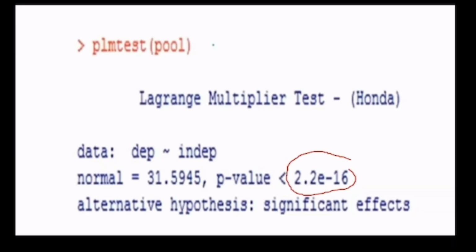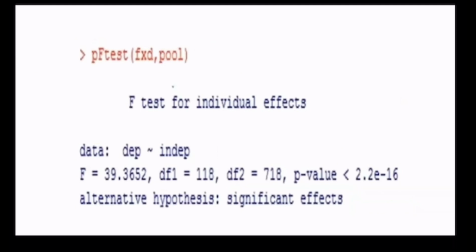What about considering between fixed and the pool? Between the fixed effect model and the pool. Now, the null hypothesis is pool, and the alternative is fixed. Right now, what you see is that the p-value is less than 0.05. You are rejecting the claim that pool is appropriate. So what is appropriate here is actually fixed.